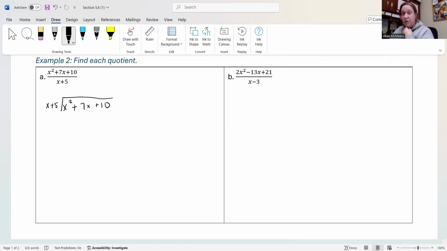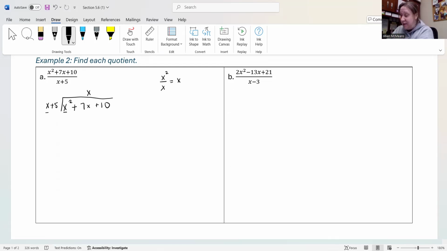Now we're going to take the first term of the dividend and divide it by the first term of the divisor. So off to the side, I've got x squared divided by x. Using the quotient rule, we know that this is x to the 2 minus 1 power, or x to the first power. That's going to become the first term of my quotient. But you always want to think like terms and line up matching variable parts. So I'm not going to put this x over the x squared term, I'm going to put it over the x term. So x squared divided by x is x.